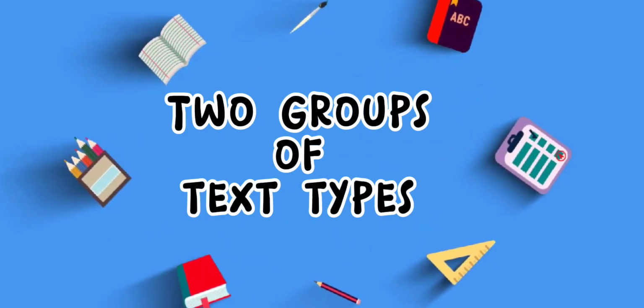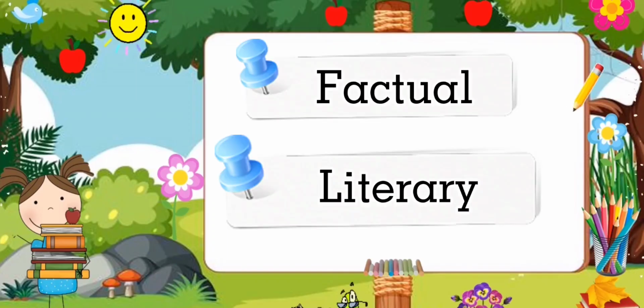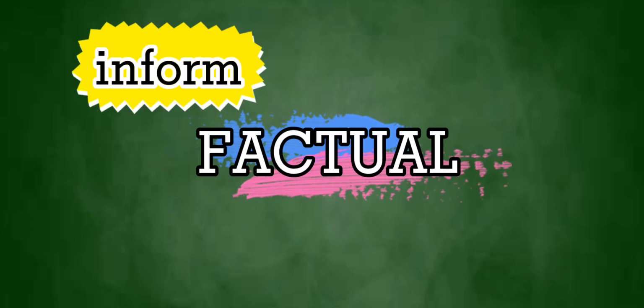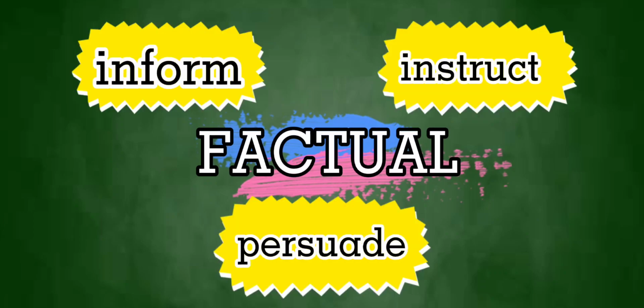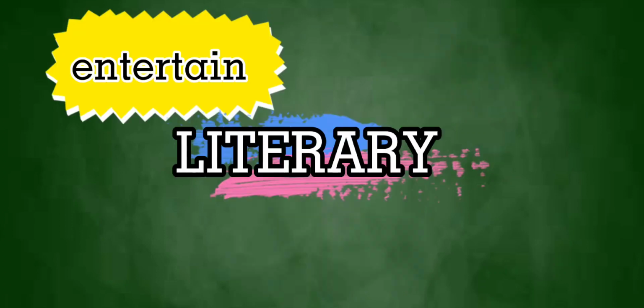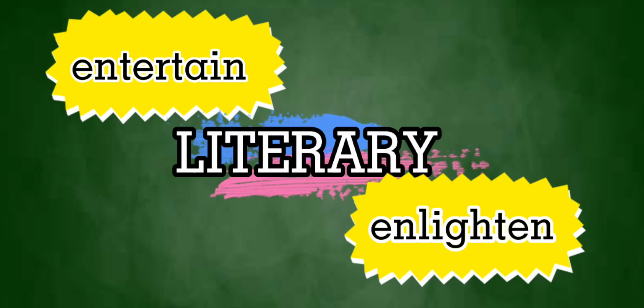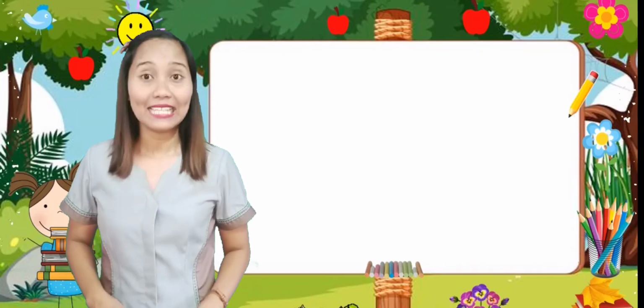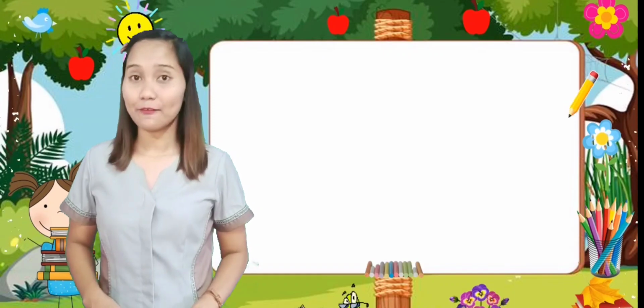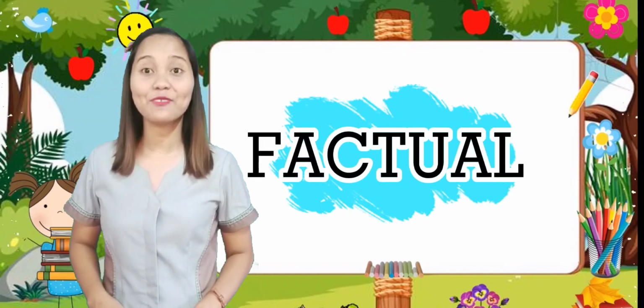The two groups of text types are factual and literary. Factual text types inform, instruct, or persuade using facts and information, while literary text types entertain, enlighten, or elicit emotion, creative language, and structure. Let us know the text types under each group. In the factual group, we have the following.